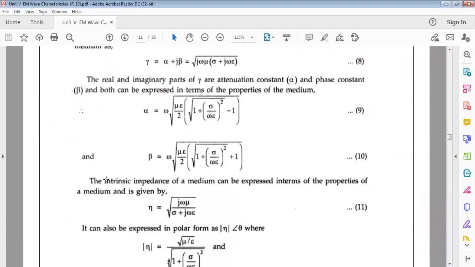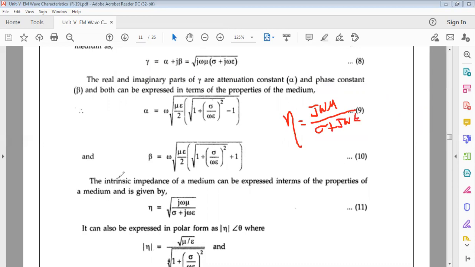So now the intrinsic impedance. We got the alpha and the beta, the combination of attenuation and phase constants, which is the propagation constant gamma. The intrinsic impedance of a medium can be expressed in terms of the properties of the medium and is given by, what is the eta here? Eta is equal to the coefficient we have here, gamma is equal to j omega by this one. So eta is equal to j omega mu by sigma plus j omega epsilon.